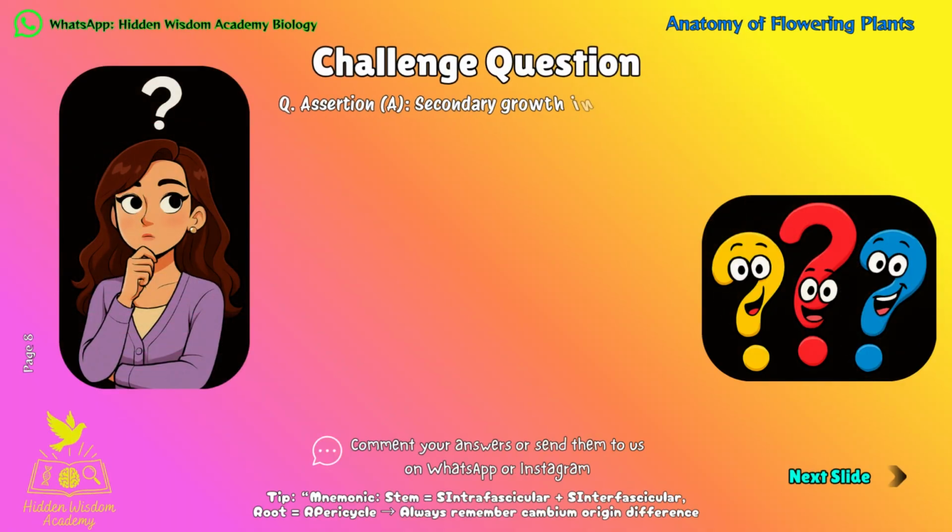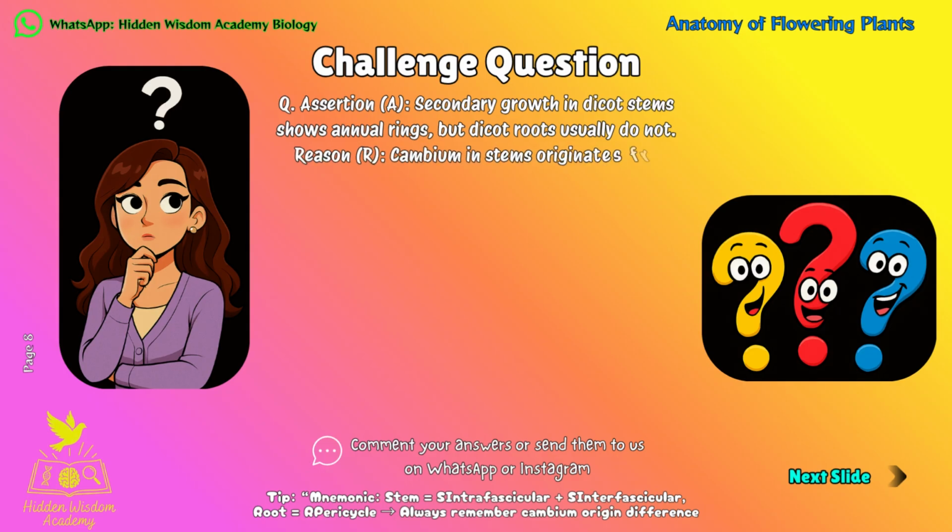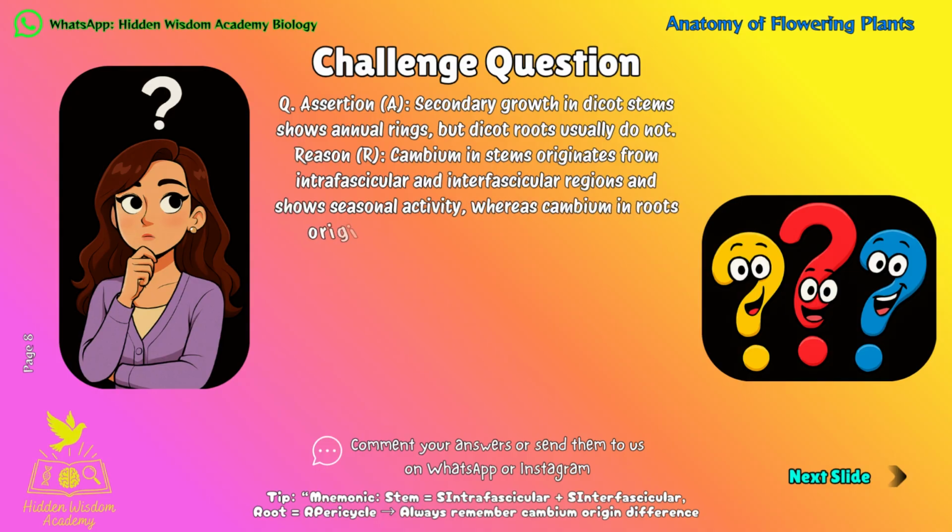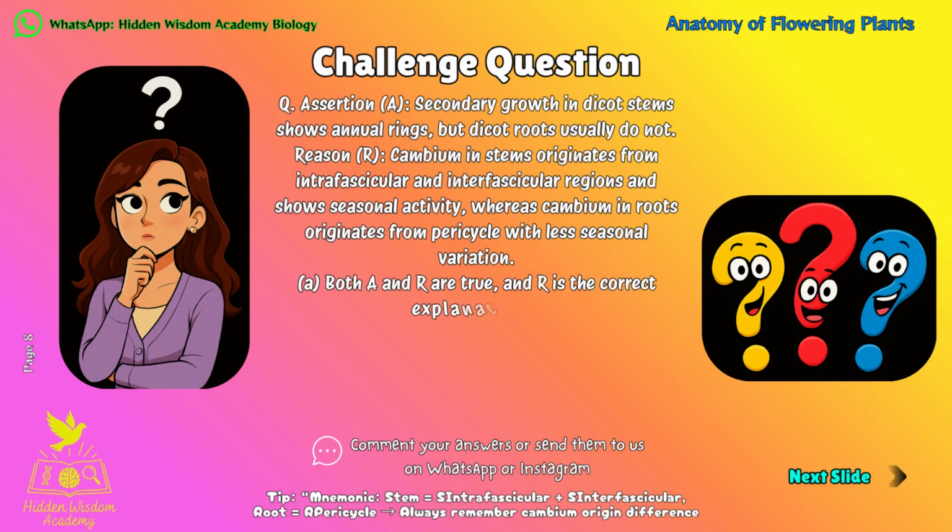Here's your challenge question for today. Assertion: Secondary growth in dicot stems shows annual rings, but dicot roots usually do not. Reason: Cambium in stems originates from intrafascicular and interfascicular regions and shows seasonal activity, whereas cambium in roots originates from pericycle with less seasonal variation.